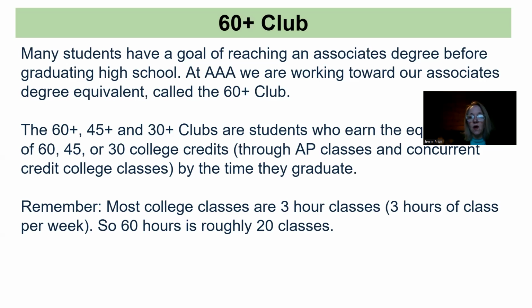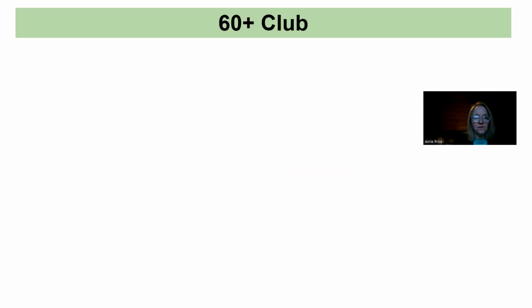So remember that most college classes are 3-hour classes, and that just means that you're in class for 3 hours per week. So if you take a 3-hour concurrent college class, you're actually in the class for 3 hours a week, and then you have to study quite a bit outside of that class to prepare for your tests, your papers, whatever you might be working towards. So 60 college hours, or the 60 plus club, is roughly the equivalent of 20 classes, and that is between AP classes and concurrent credit classes.